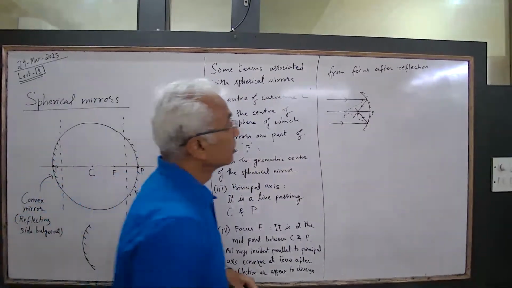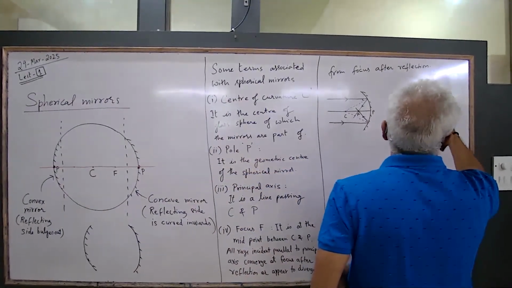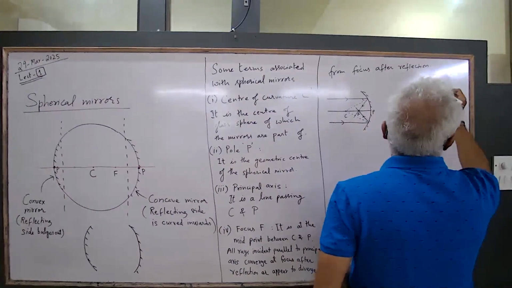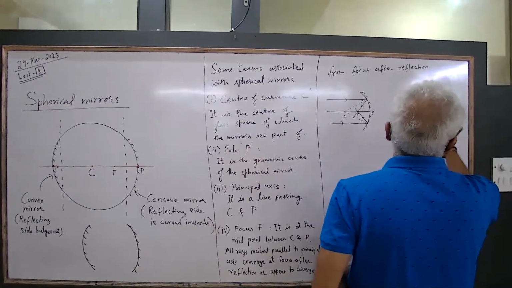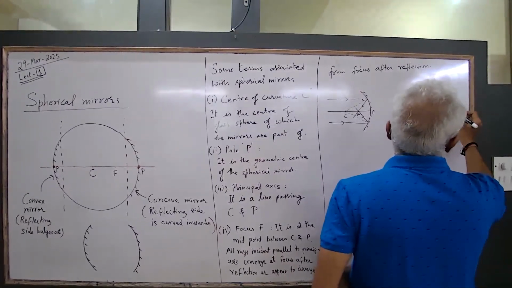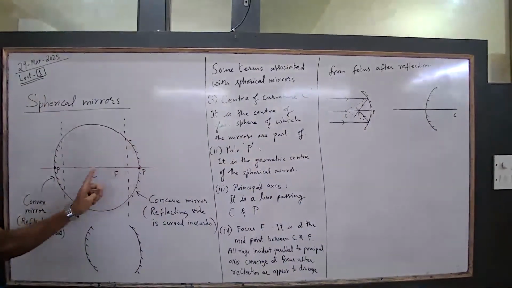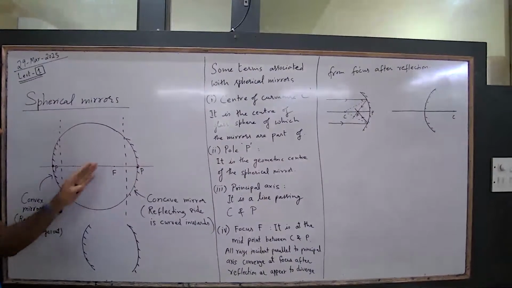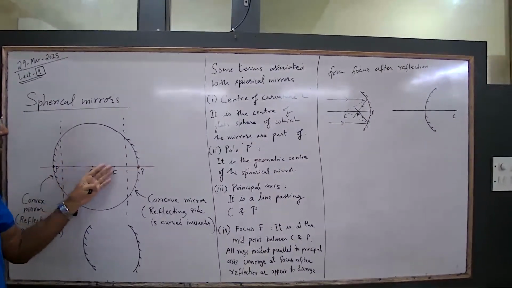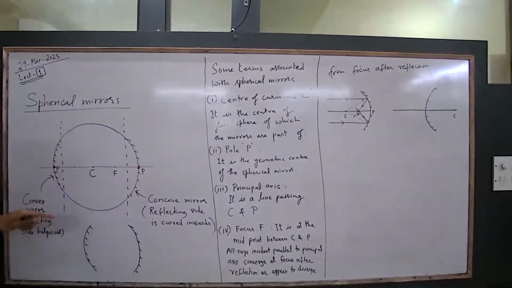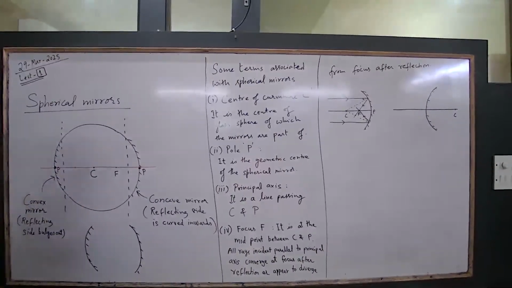Okay? What if it was a convex mirror? Now, what is the situation for convex mirror? For convex mirror, C is behind the mirror. For concave mirror, C is in front of the mirror. Okay, the reflecting side is always front. Reflecting side is front, and the silver coated side is behind. So for convex mirror, C is behind the mirror. So focus also will be behind the mirror.